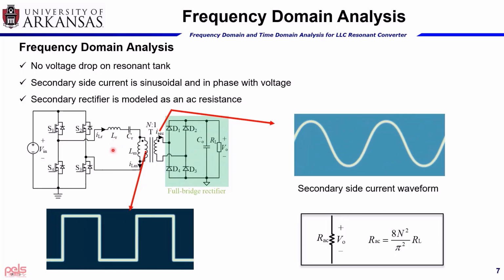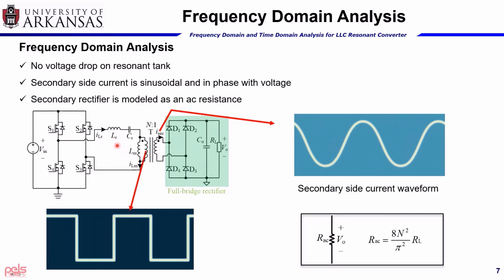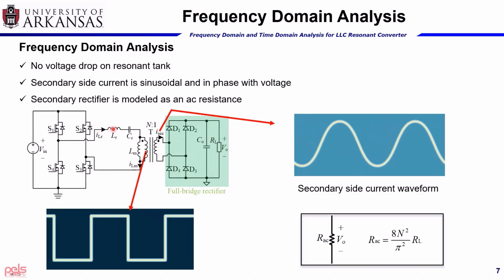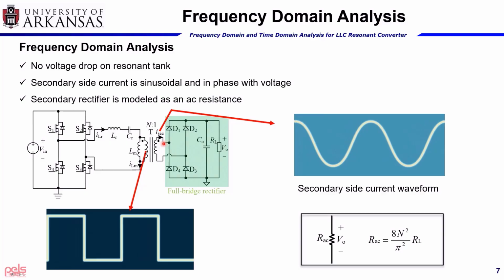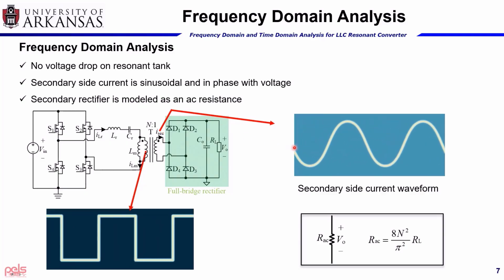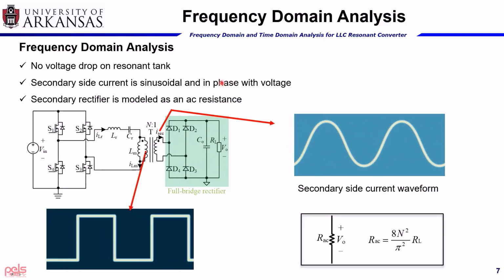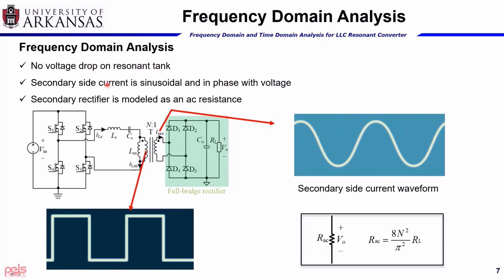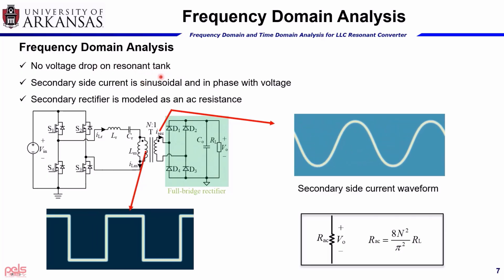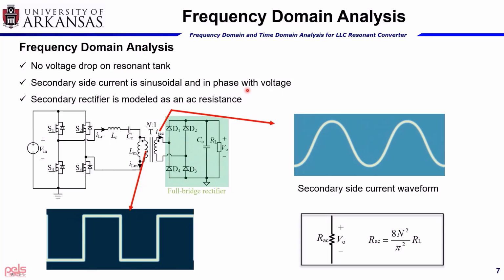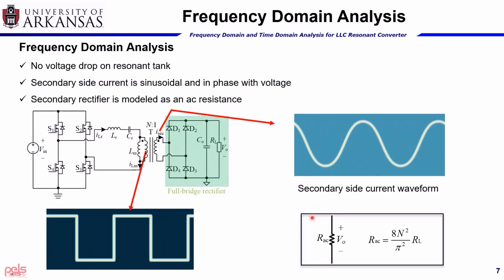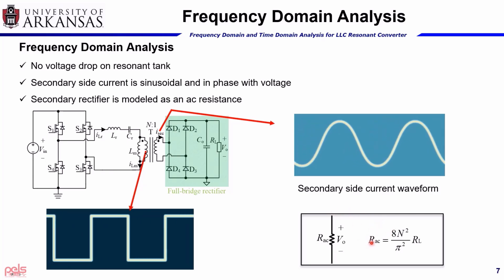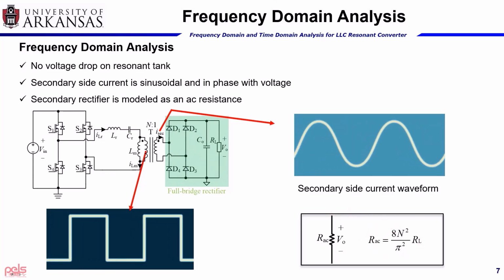Also, since the converter is always operating at resonant frequency, the primary side current is sinusoidal, and the secondary side current is also sinusoidal, as shown on the right side. Both the secondary side current and voltage are sinusoidal, and they are in phase, so we can model the secondary rectifier as an AC resistance, which has the expression shown here.